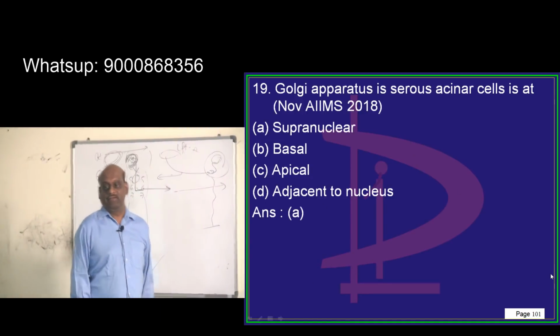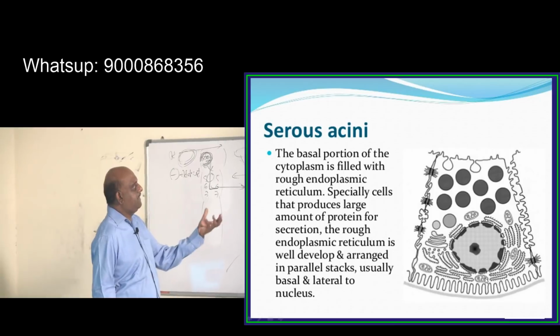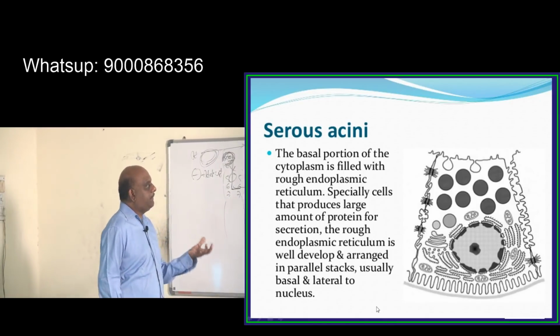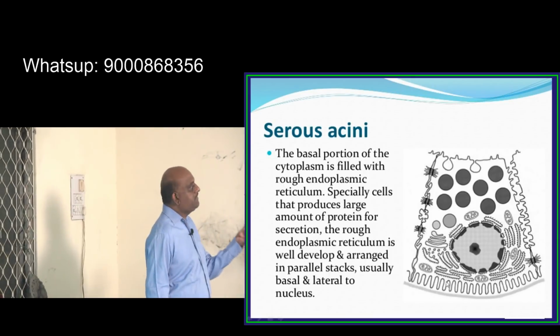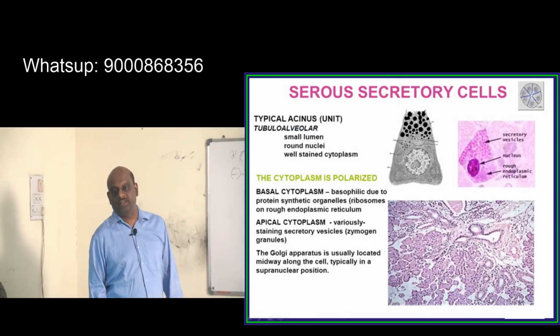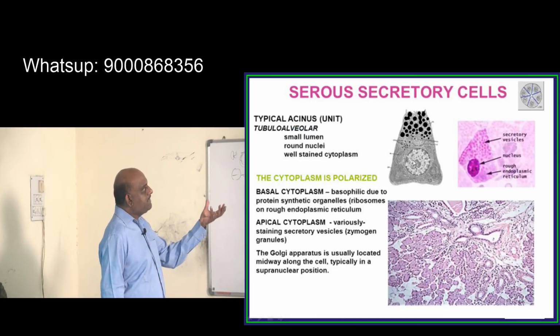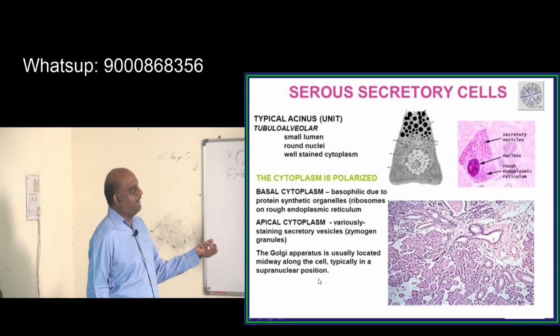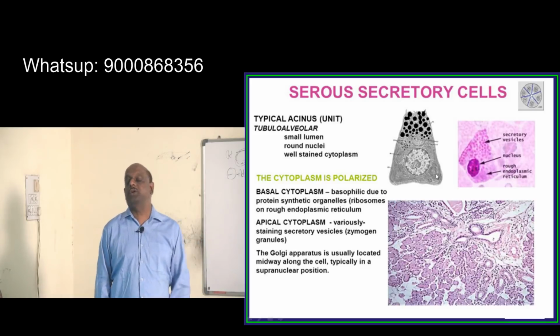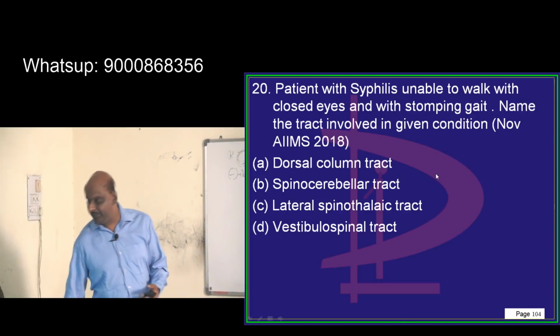It is supranuclear. If you look at the serous acinus, the basal portion of the cytoplasm has a lot of rough endoplasmic reticulum because serous acini produce a lot of protein in their secretions. A typical acinus unit has a small lumen, round nuclei, well-stained cytoplasm. It has an apical cytoplasm, and in the apical area you have secretory vesicles. And the Golgi apparatus is typically located in the supranuclear position is what you have to ultimately remember.